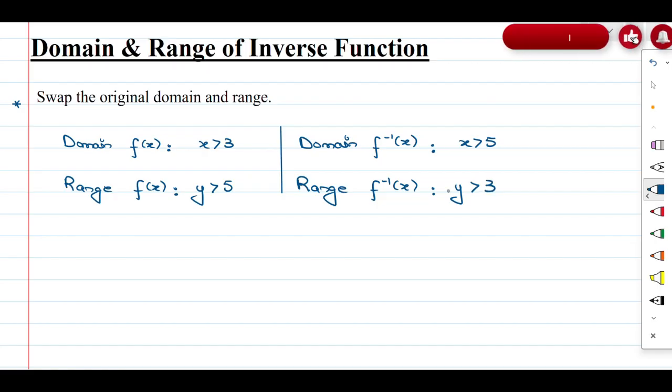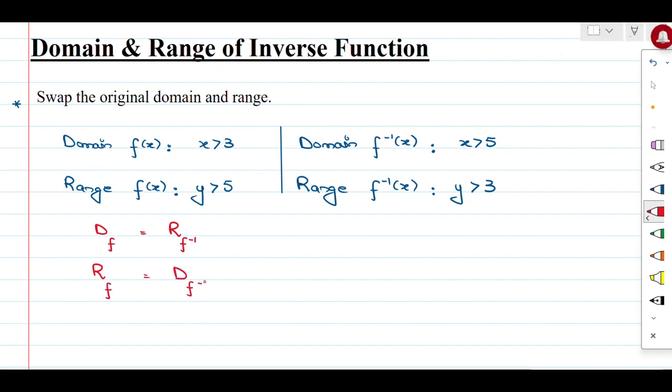So the domain and range of the inverse function, you have to swap the original domain and range, or in other words we can say the domain of f is basically equal to the range of f inverse, and the range of the function f is basically equal to the domain of the function f inverse, right?